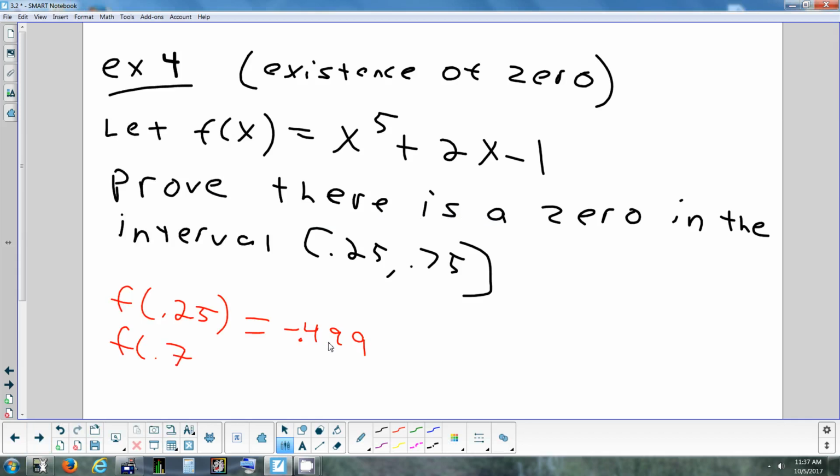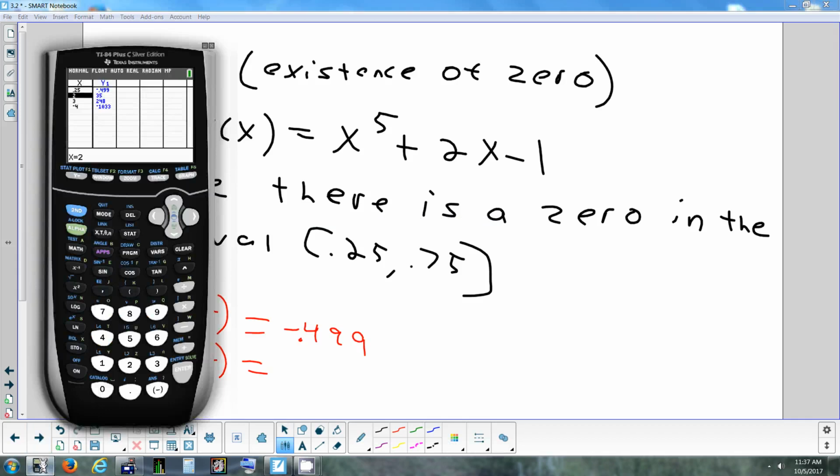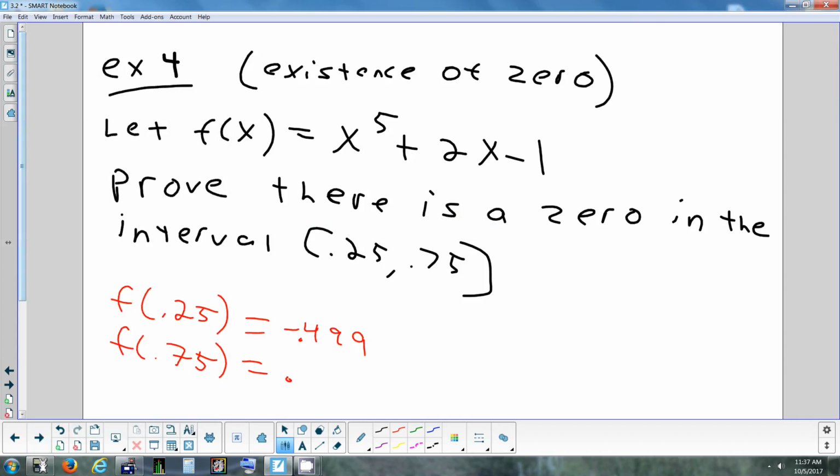Let's check the y value at the end of the interval. 0.75. Okay, 0.737. So, on this interval, I started in the negatives, and I ended up in the positives. So what does that mean? It has to cross through 0, because what kind of function is that?